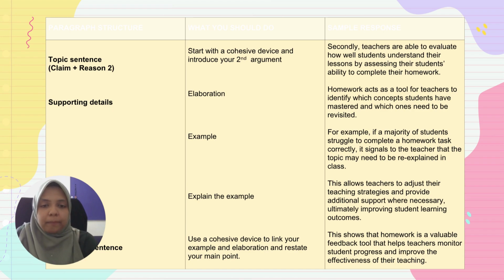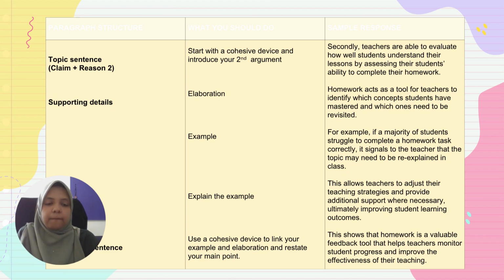All right. Once you are done with the topic sentence, repeating the same process again, you need to elaborate your topic sentence. You need to give an example for the topic sentence. For example, if a majority of students struggle to complete a homework task correctly, it signals to the teacher that the topic may need to be re-explained in class. All right, this is an example. After that, you need to explain your example, and finally, you need to close the body paragraph with a concluding sentence. So this shows that homework is a valuable feedback tool that helps teachers to monitor their students in order to improve them. Right? So what you have to do is you need to restate your main point in your concluding sentence.